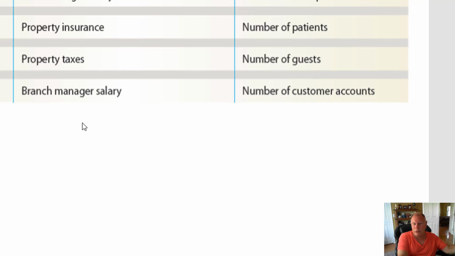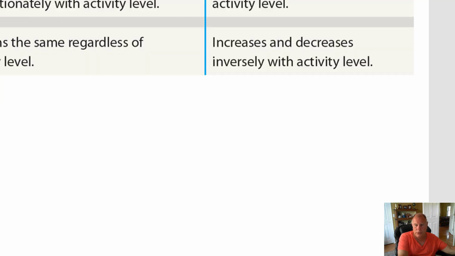Here's some more examples. A university, its buildings, activity-based, number of students. Passenger airlines, depreciation, number of miles flown. Manufacturing, you can go right down the list and look at that, but they're basically fixed over a time period within limits. When we look at this, a variable cost increases and decreases proportionately with activity level. It remains the same regardless of activity level per unit. Okay? Remains the same regardless of activity level, and increases and decreases inversely with activity level.